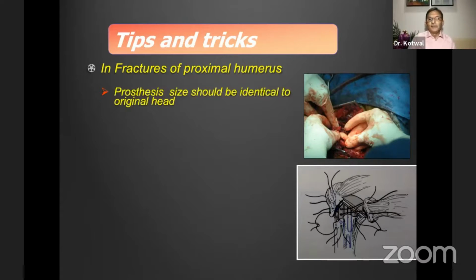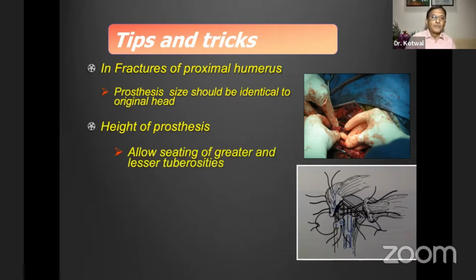Some of the tricks would be that the prosthesis size should be identical to the original head, like for any other prosthesis. The important thing, as I told you, is the height of the prosthesis, because in the proximal humerus the head is removed, and the greater tuberosity and lesser tuberosity are all broken into pieces. Therefore it is very important to put the prosthesis at the correct height and length. This can also be judged after putting the trial one. If you are able to put the lesser tuberosity back, if it is not too comminuted, that also gives an idea that the height is correct.